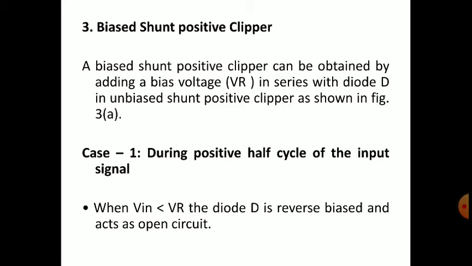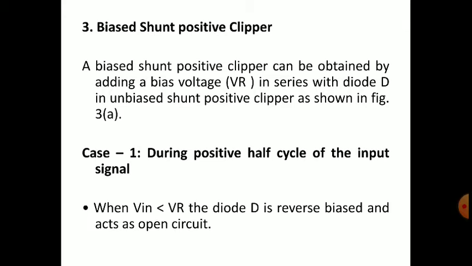A biased shunt positive clipper can be obtained by adding a bias voltage, that is V reference, in series with the diode D in the unbiased shunt positive clipper. First, instead of the biased shunt positive clipper, remember the unbiased shunt positive clipper.